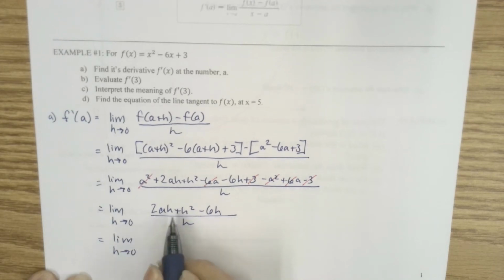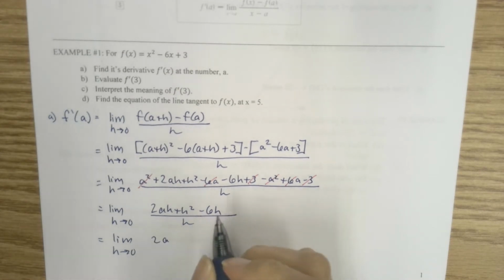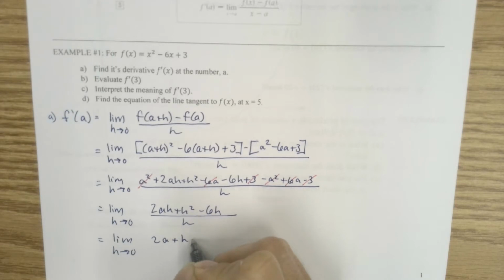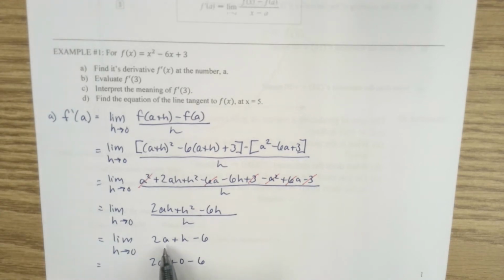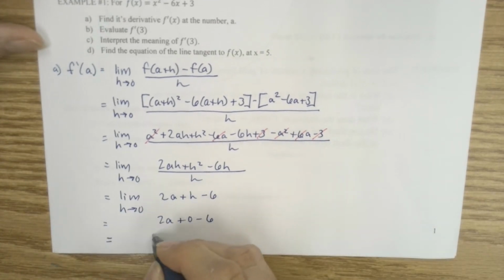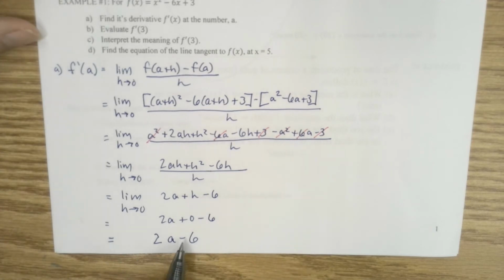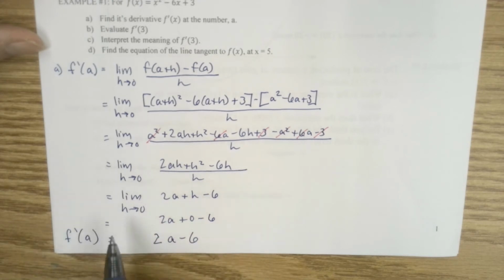We still can't substitute 0 in. However, all three of those terms in the numerator are divisible by h, so let's divide this out. 2ah over h is 2a, h squared over h is h, 6h over h is minus 6. Now we are ready to substitute 0 in for h. So 2a plus 0 minus 6. Make sure you don't accidentally substitute 0 in for a. That leaves us with the expression 2a minus 6. Now, what did I just find? I just found what I am calling the first derivative, or the derivative of the function f of x at a, or f prime of a.